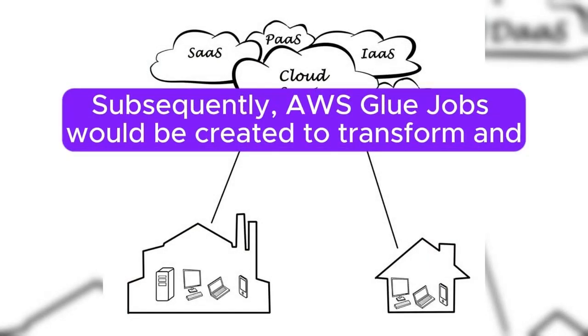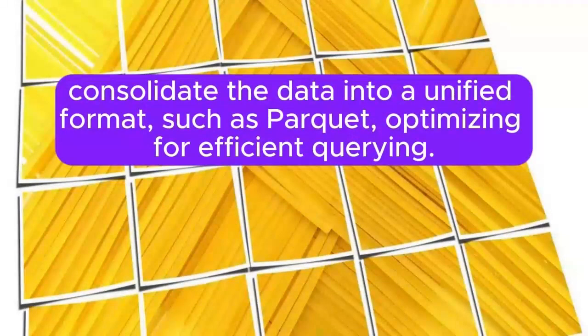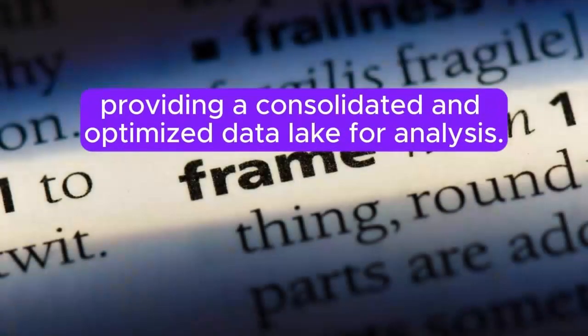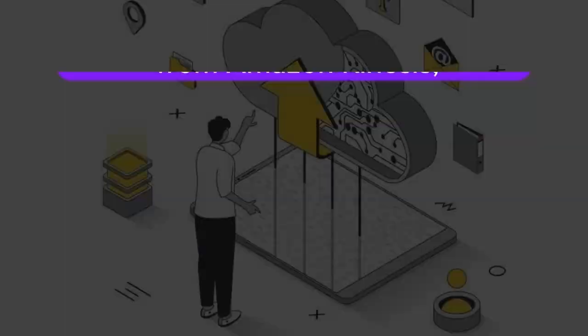Subsequently, AWS Glue jobs would be created to transform and consolidate the data into a unified format, such as Parquet, optimizing for efficient querying. By leveraging Glue's dynamic frames, the transformation script can handle the nuances of each format, providing a consolidated and optimized data lake for analysis.